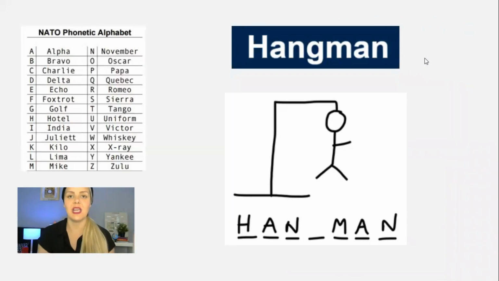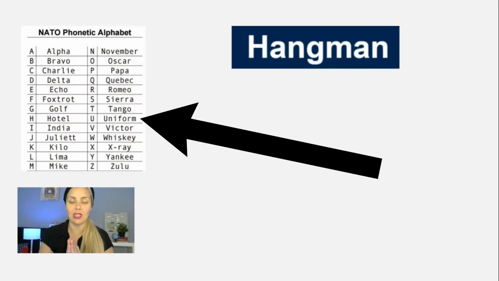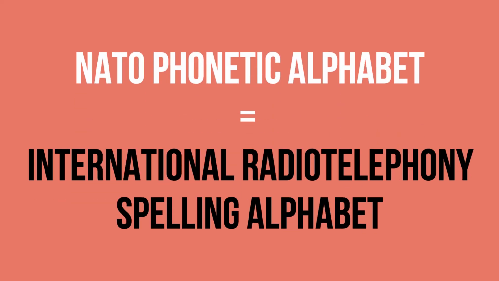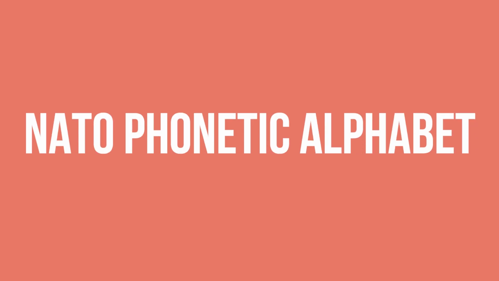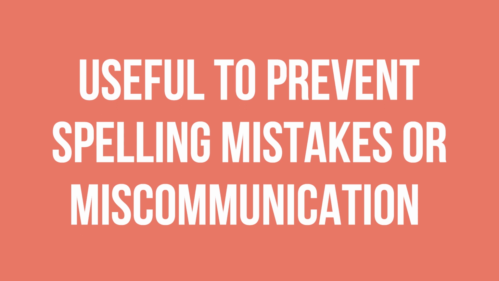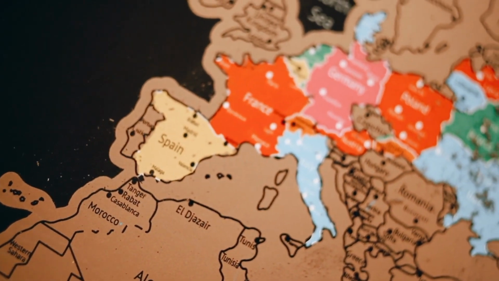So the first activity I love using as a warmer is the Hangman using the NATO phonetic alphabet, also known as the International Radio Telephony Spelling Alphabet. So for the ones that don't know this alphabet, this is actually very useful, to prevent spelling mistakes or miscommunication. So especially when people from different countries with different accents are talking to each other.